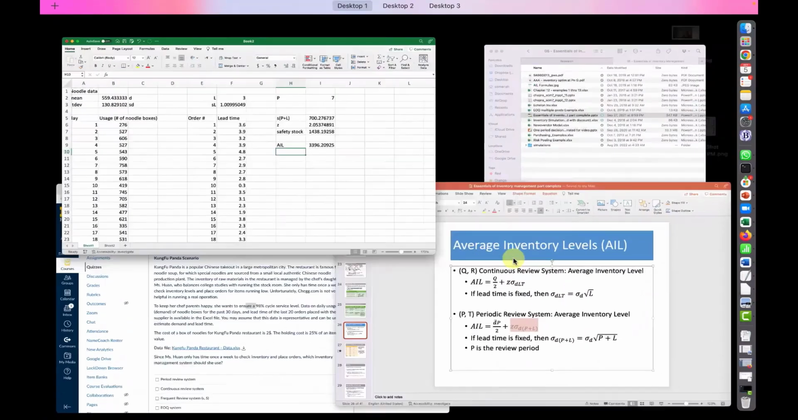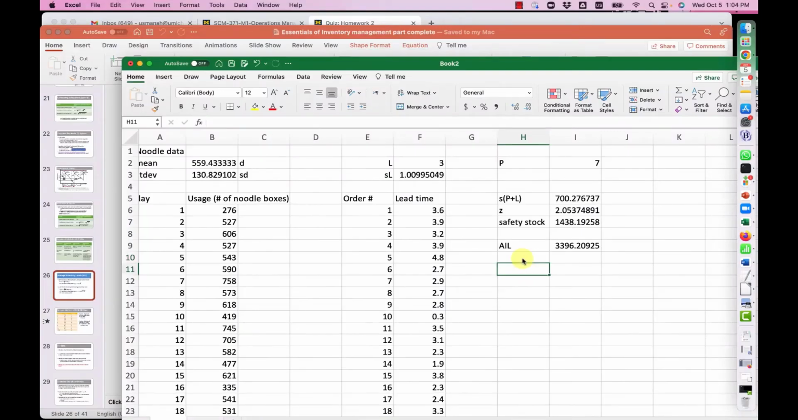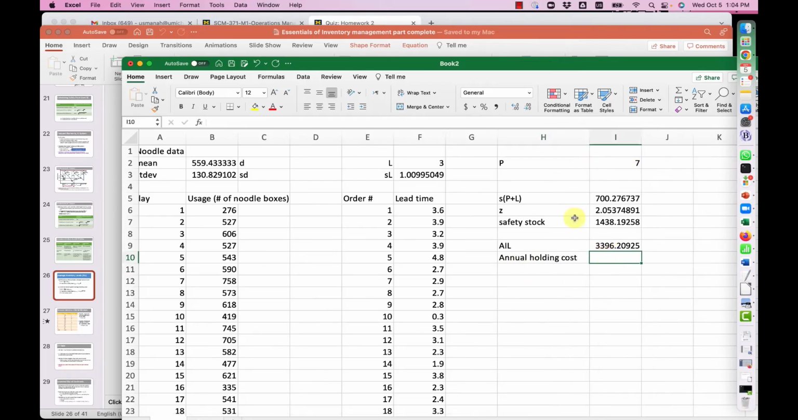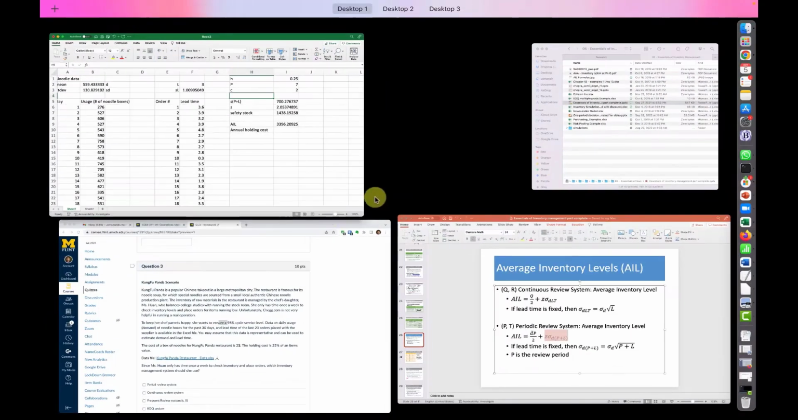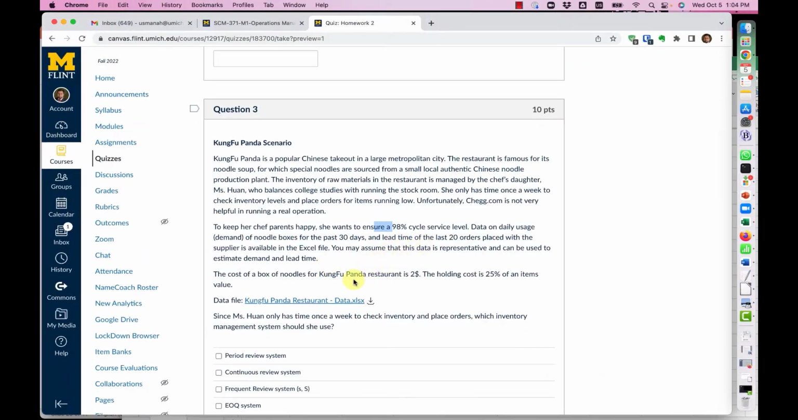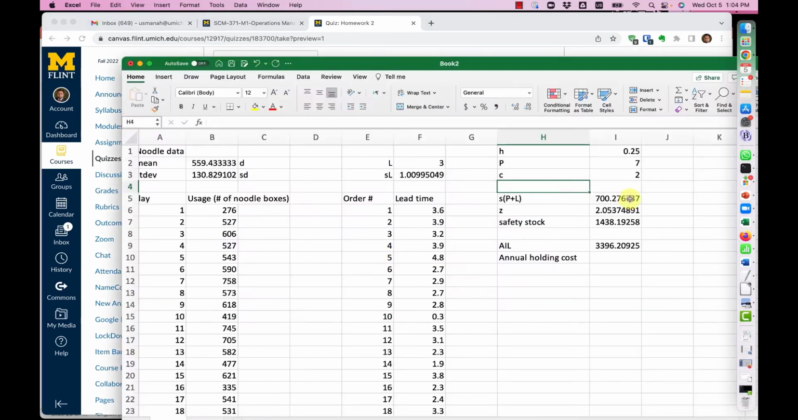Okay, so we have to calculate T as well, and the annual holding cost. To calculate annual holding cost, that's really easy once you have AIL. We need some other parameters. We need the holding cost H, which is 25%. We need the cost of each item, which is $2. So this is all given in the question. Box of noodles costs $2. That's C, the cost of an item. And holding cost is 25% of the item's value, so it's 25% of that.